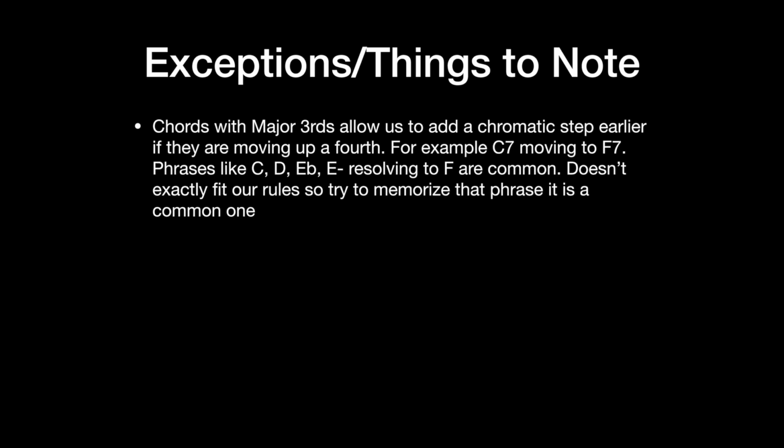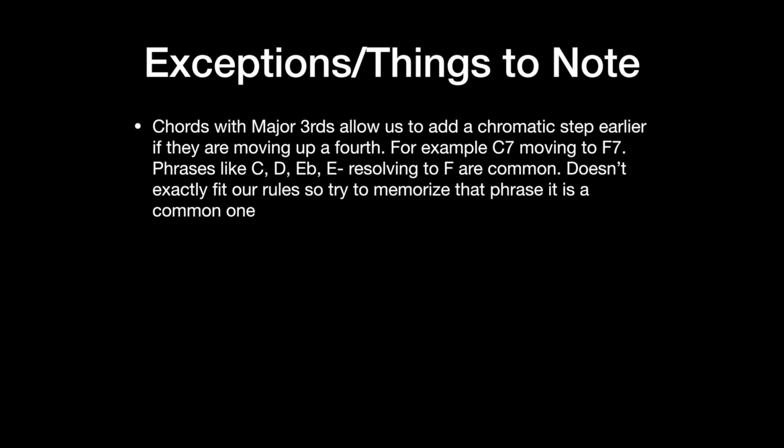Here's a few other things to consider and maybe even exceptions from what we talked about today. Chromatic notes can sometimes be used earlier in a bass line, particularly in 4th bass movement between chords that have major thirds. So very simply, that could be something like C7 moving to F7. We can play a phrase where we add a half step earlier and play an E flat on beat 3. This kind of sequence is pretty common, and I'm sure you've heard this before. It doesn't quite fit our rules, so I figured I'd include it as an example to memorize.